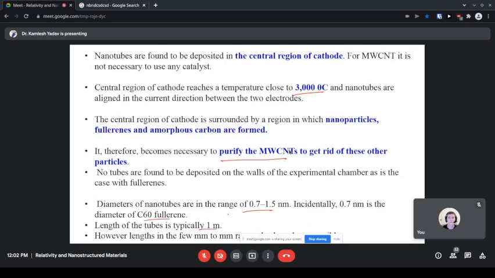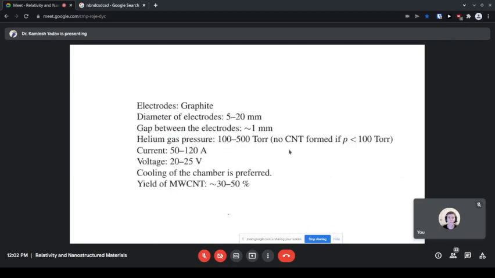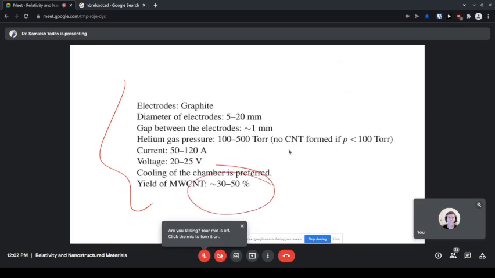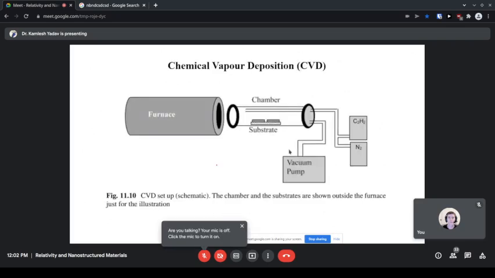Using this condition, we can synthesize. This is the typical condition: use electrode material as graphite, what should be the diameter, what should be the gap between the electrodes, how much potential we should apply, how much current we should pass, so that we can obtain multi-wall carbon nanotube 30 to 50%.